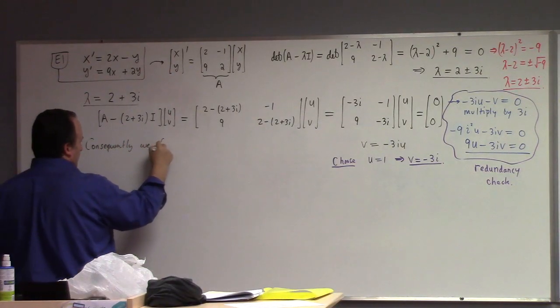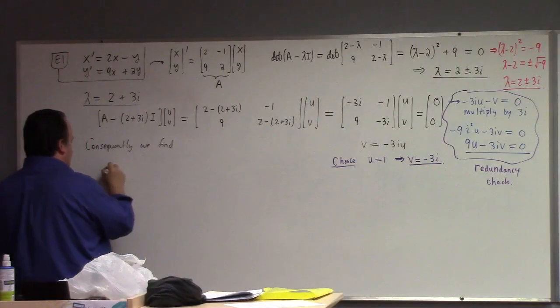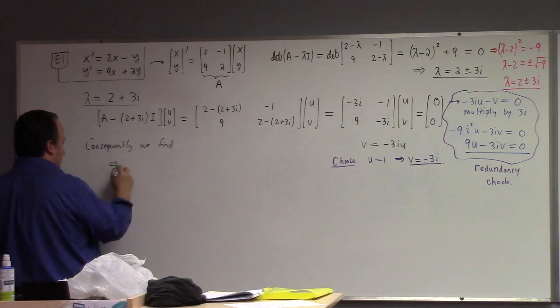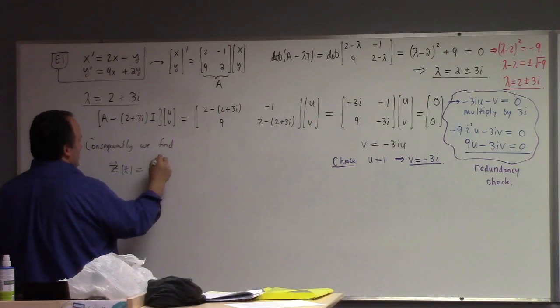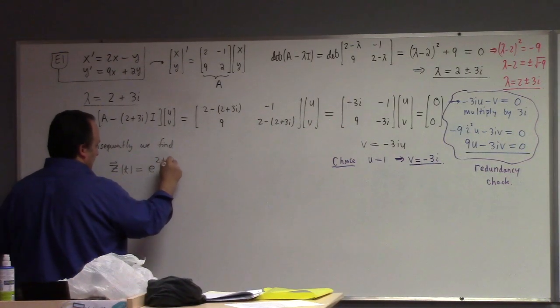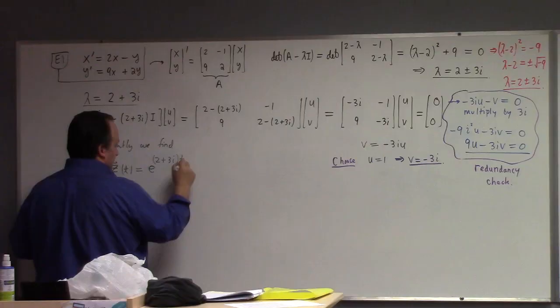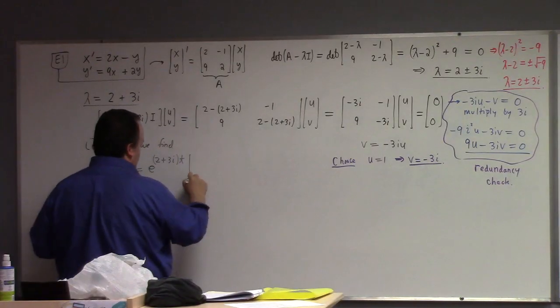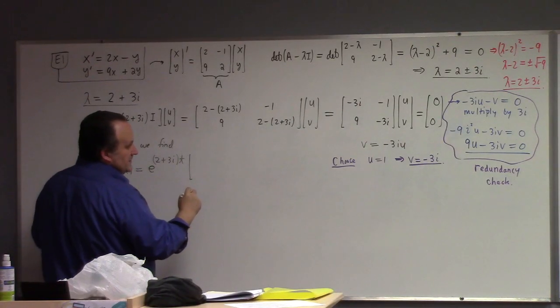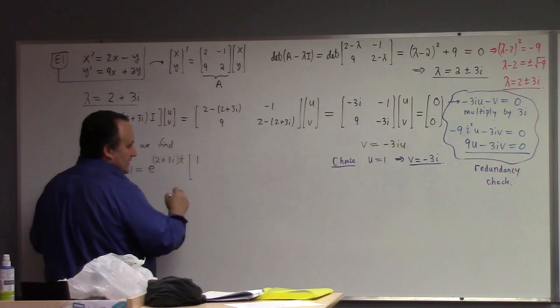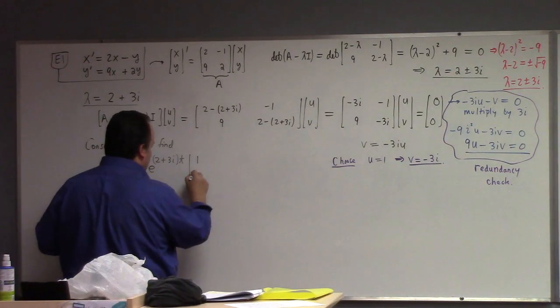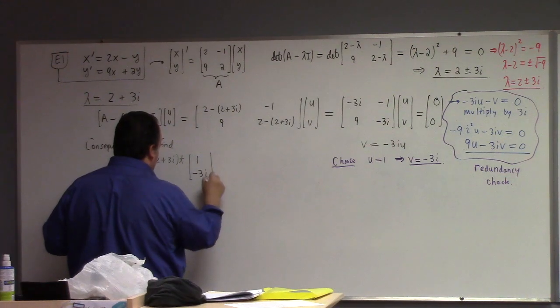we find, let's call it z as a vector of t, is equal to e to the (2 plus 3i) times t times my uv vector, which is in this case 1 and minus 3i. There you go.